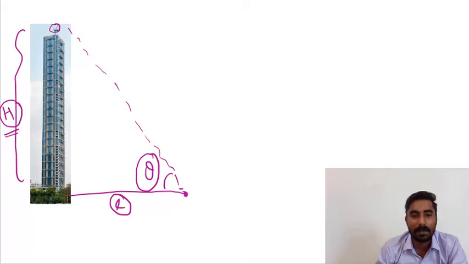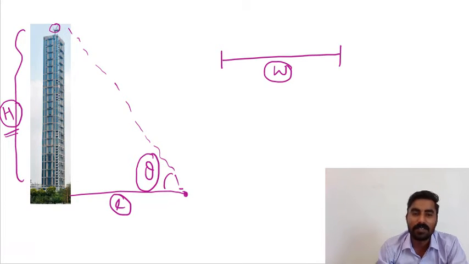If you know this length L and this angle theta, then by using trigonometry you can easily find the height of this building. Another application: suppose you want to measure the width of a river. By using trigonometry, you can easily find the width of this river. So here are some applications. Before we go to the application part, first we will learn the basic concept of trigonometry.